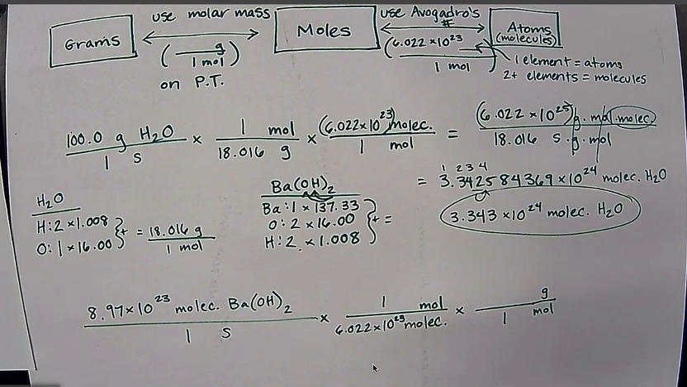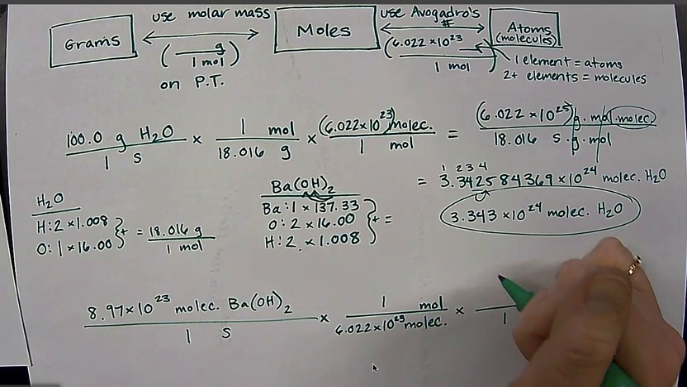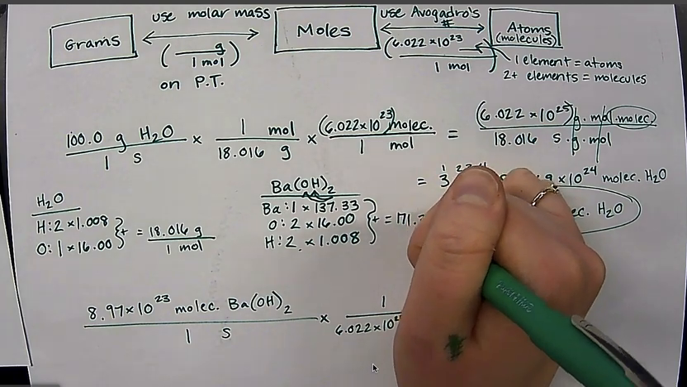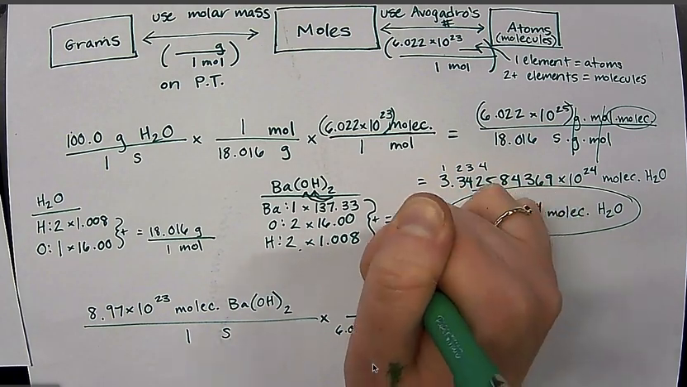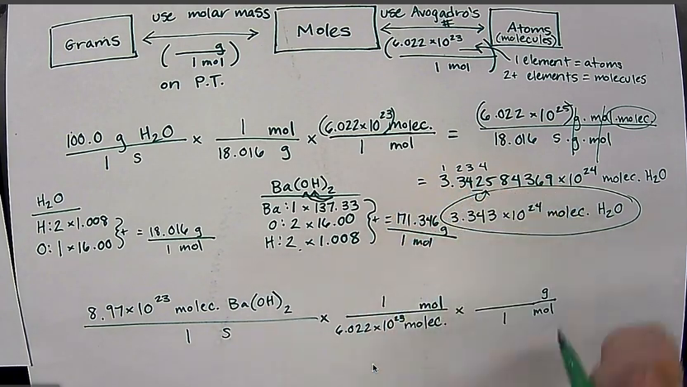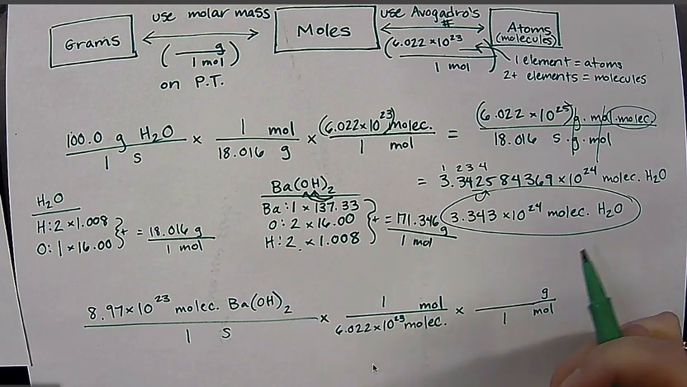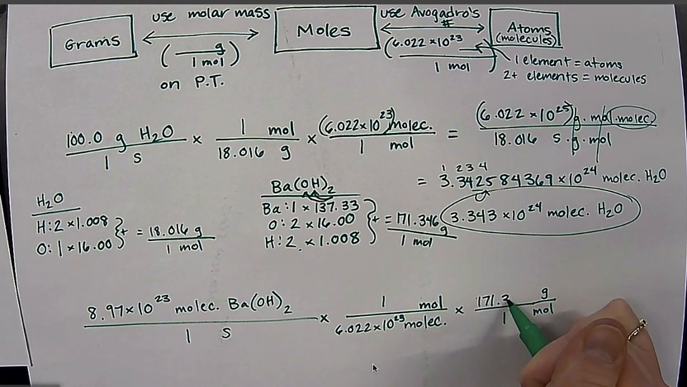So 137.33 plus 32 plus 2.016. 171.346 grams for every 1 mole. Because remember, periodic table is the mass of 1 mole. So then we let the numbers follow the units. That 171.346 goes here with grams.